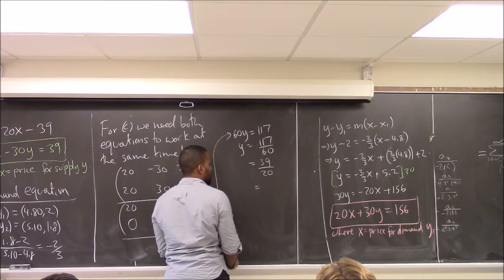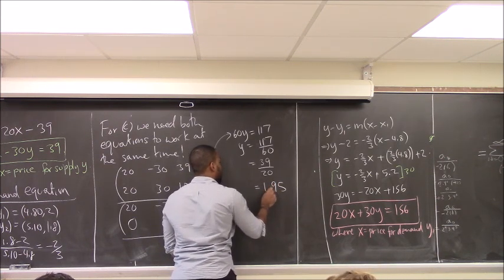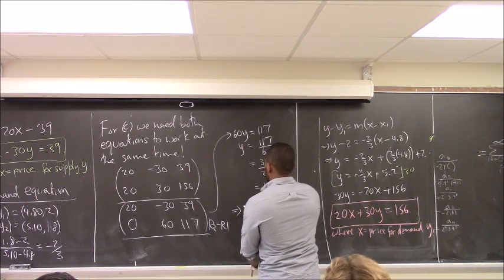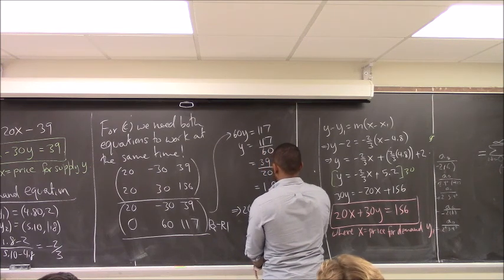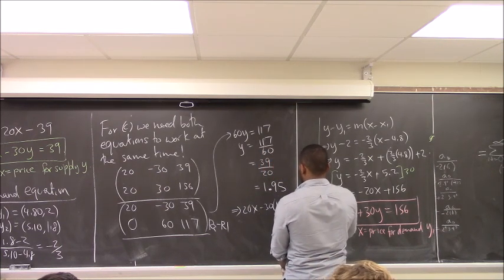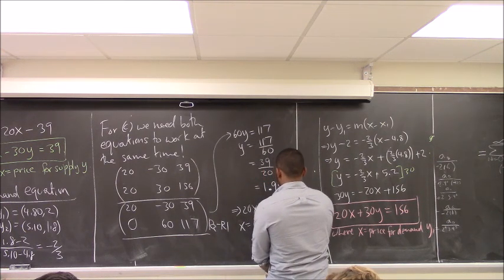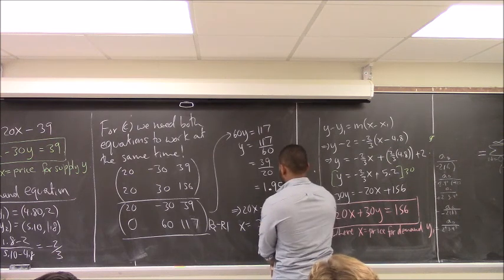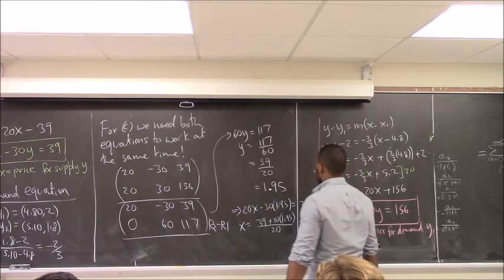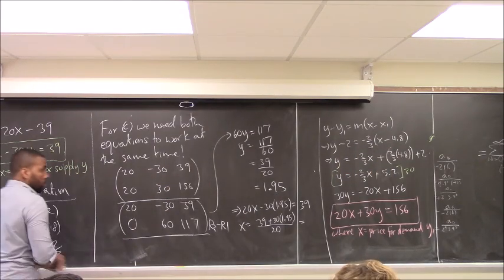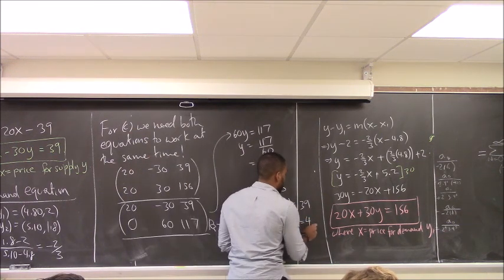$39 is 3 times 13. That's nothing. Give me that as a decimal. 1.95. Okay, and then what I would have here is that 20x minus 30 times 1.95 is going to be 39. So my x is going to be 39 plus 30 times 1.95, all over 20. And that's going to be 4.88.